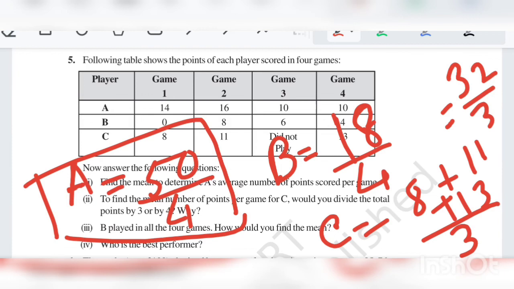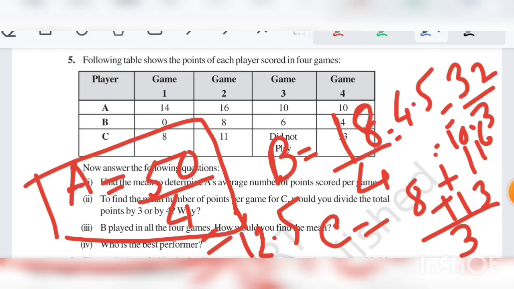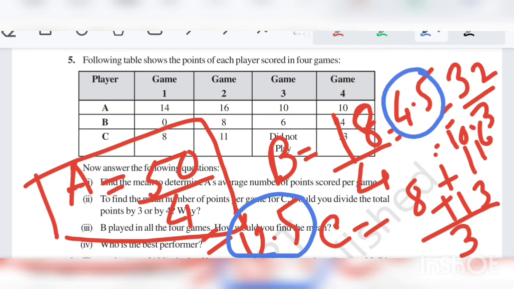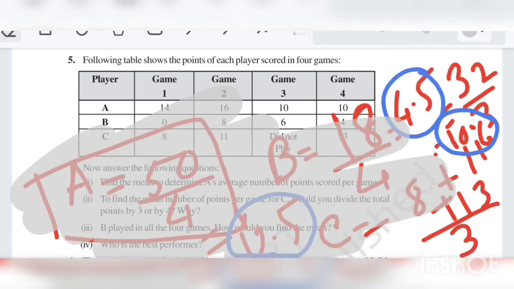Now after comparing all these fractions, you will understand who has performed the best. So let's write them as decimal numbers. After finding all the mean scores, for A we are getting 12.5, for B we are getting 4.5, and for C we are getting 10.6. So among all these 3 players, A has scored the best.